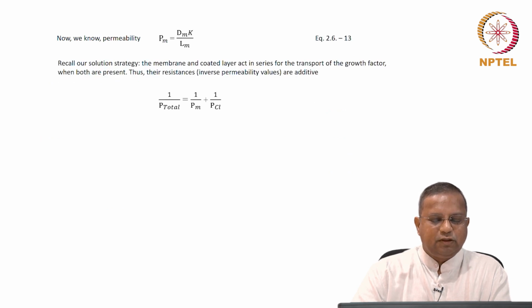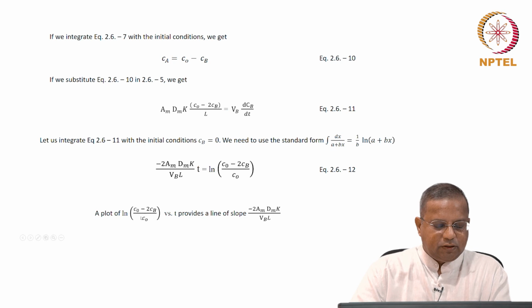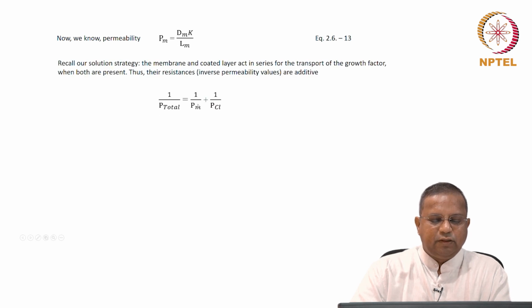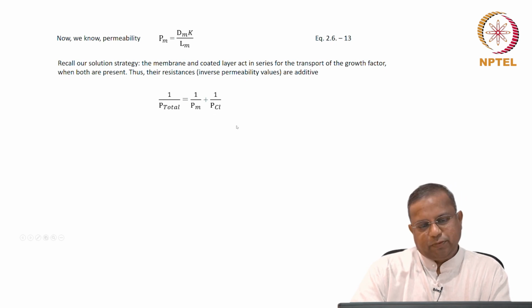And we found that if we plot ln of C naught minus 2 Cb by C naught versus time, this will give us a slope which contains the permeability, and therefore we can back out the permeability from this. And by using the two sets of data separately, we would first get the permeability of the membrane from the slope of the line, and then the second set of data would give us P total, and from those two values we can back out the coating layer permeability.